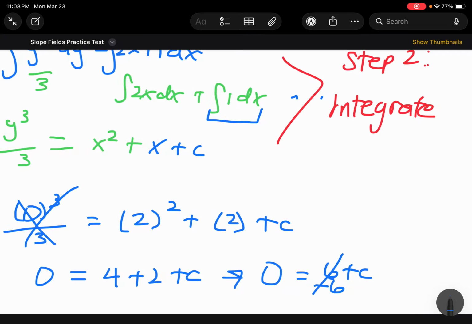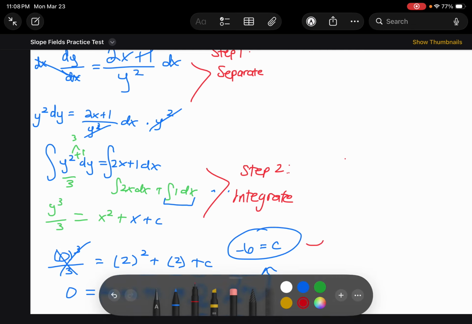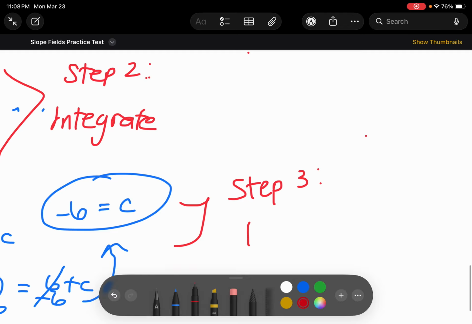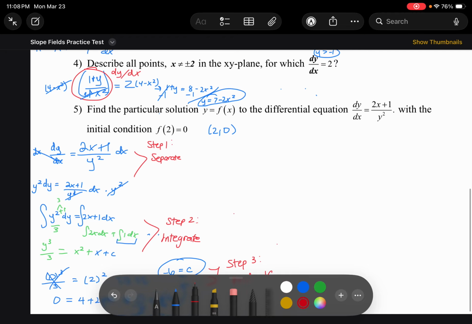You want to find your c, so you're going to isolate the c. 0 minus 6 is just negative 6, and that equals c. And then there you go. Step 3 was find IC. Okay, now for step 4, that is find y, which is your last step in this problem.